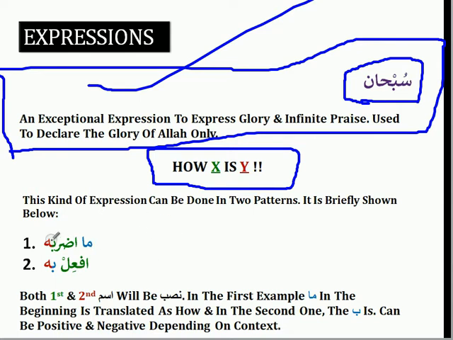So you have ma adribuhu and af'il bihi. These are two patterns actually. They're not any vocabulary, by the way. In the first one you have ma and a pronoun ha. In the second one you have ba and pronoun ha. The difference is, in the first one the fi'l madi is between the ma and the damir, and in the second one the fi'l madi is before the ba and the damir. Okay, so that's also used to create meanings like that.